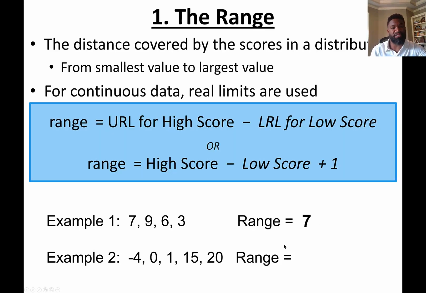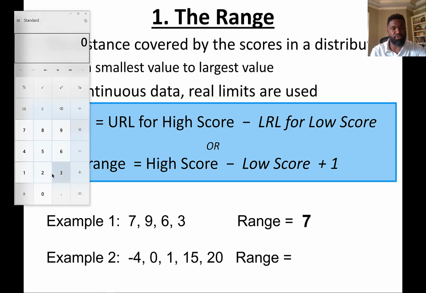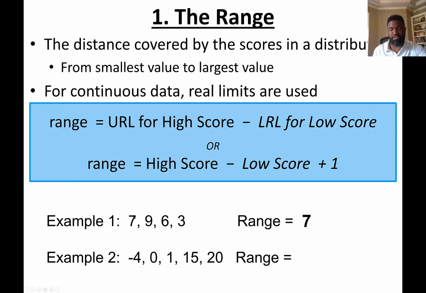So we have this second set of scores, right? And so let's pop our calculator up because it's got some weird things here. So we need to do 20 minus 4, and then we'll hit the negative sign for that. And so that gives us 24. And then we need to add 1 to that. So plus 1 should equal 25. And so the range for this set of scores should be 25.